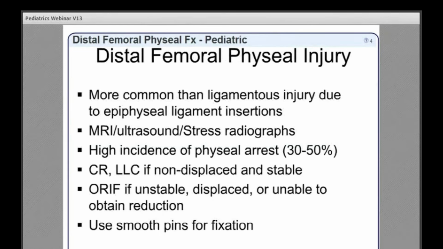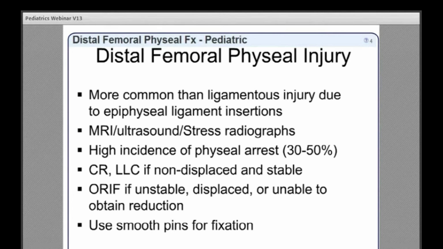Distal femoral physeal injury is more common than ligamentous injury in children because of the epiphyseal ligamentous attachment of the distal femoral physis. So the cruciate and the medial and lateral collateral ligaments all attach in the epiphysis and do not bridge the physis. Thus, a traumatic injury in this region results in physeal fracture and not ligamentous injury in most cases. MRI and ultrasound are useful for identifying displacement of the fracture, or fractures that may be displaced and then spontaneously reduced. Stress radiographs are still occasionally used, although MRI and ultrasound are more frequently used now.